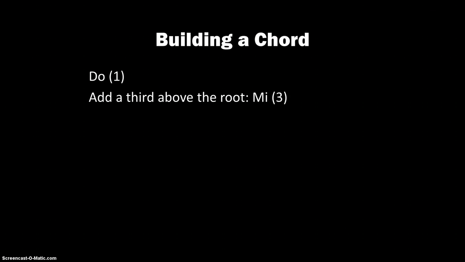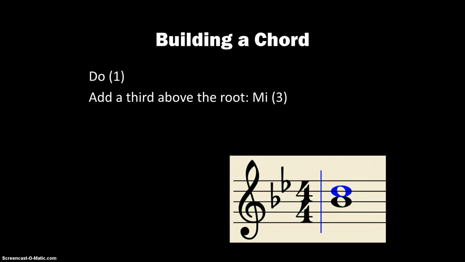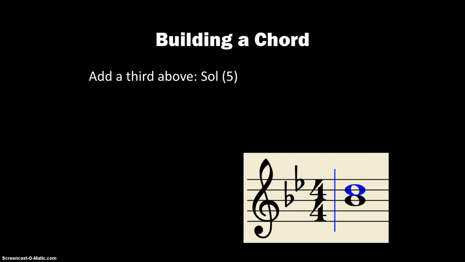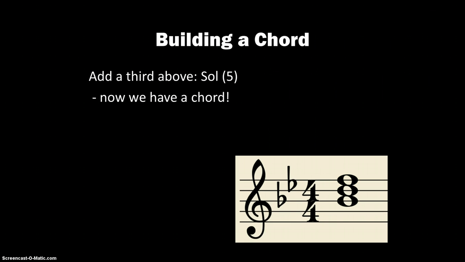We're going to add a third above the root to mi. So here we've got B flat and D. And then we're going to add one more pitch, because this is only an interval, we want a triad. So we're going to add a third above mi, which will take us to sol. And there we have B flat, D, and F. It's a B flat chord. It's actually a major chord. Do, mi, sol, 1, 3, 5, or we call that the root, the third, and the fifth.